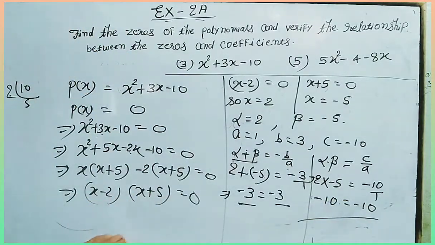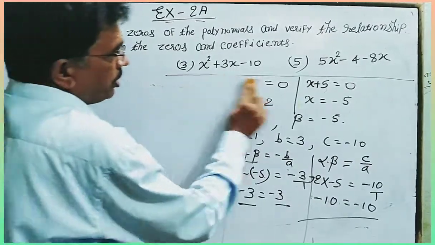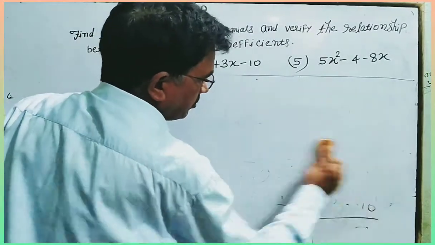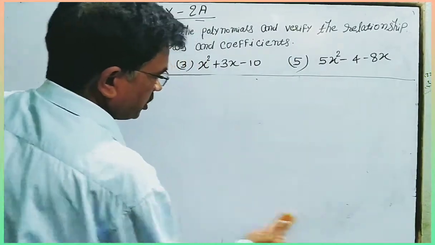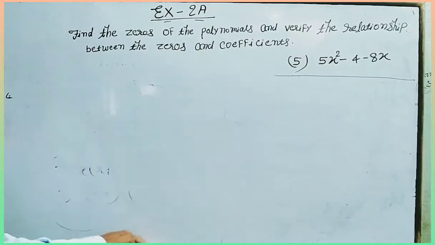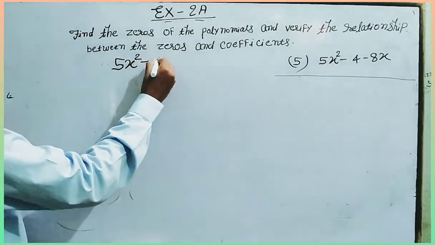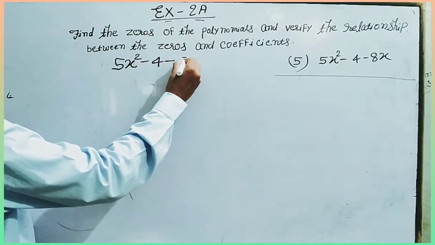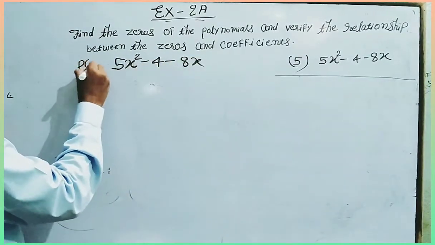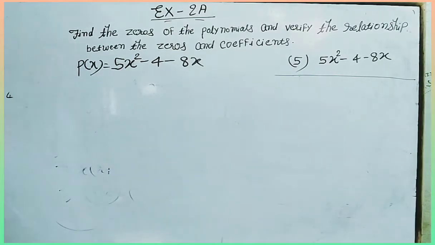Now see question number 5. Question number 5, on this method you write here: 5x square minus 4 and minus 8x. It is a polynomial. First, dear students, it is not written in the original form. Do not write it in the original form. So first you write it in the standard form.